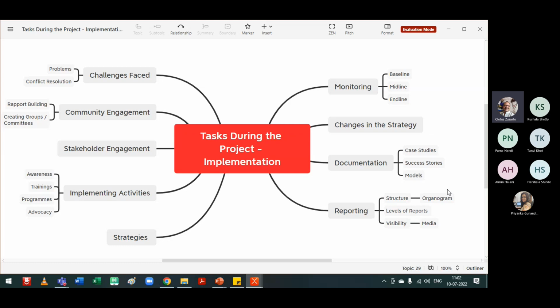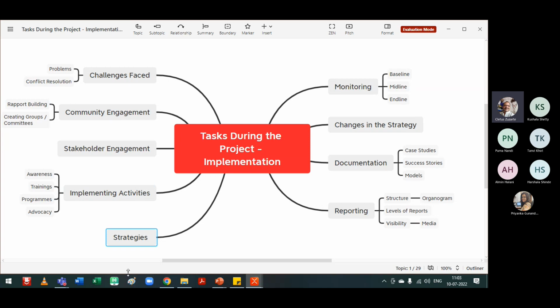One more thing I missed out is, when you're implementing activities, what are the strategies that you are using? The strategies that you use will become your model. It is connected to becoming a model and to your reporting. So whenever you're looking at your activities, also mention what was the strategy used.